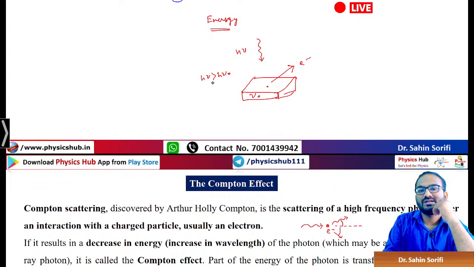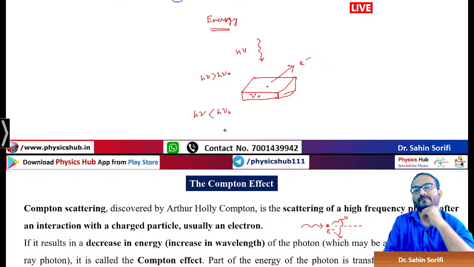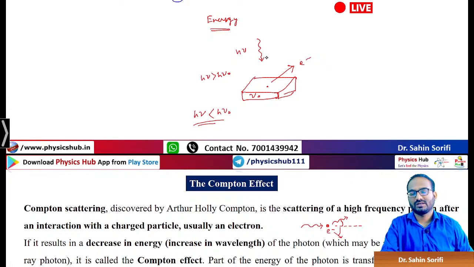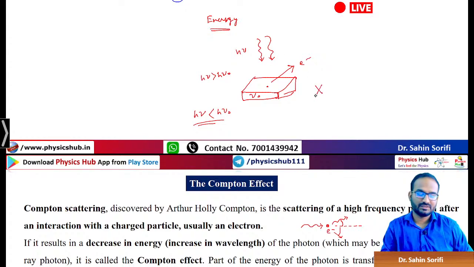Now if it is less than h nu 0, no matter how many photons you send, there will be no emission of electrons. Okay, so it is like, let's say, if I talk about the metal surface, the metal surface has a work function of, let's say, 5 electron volt.